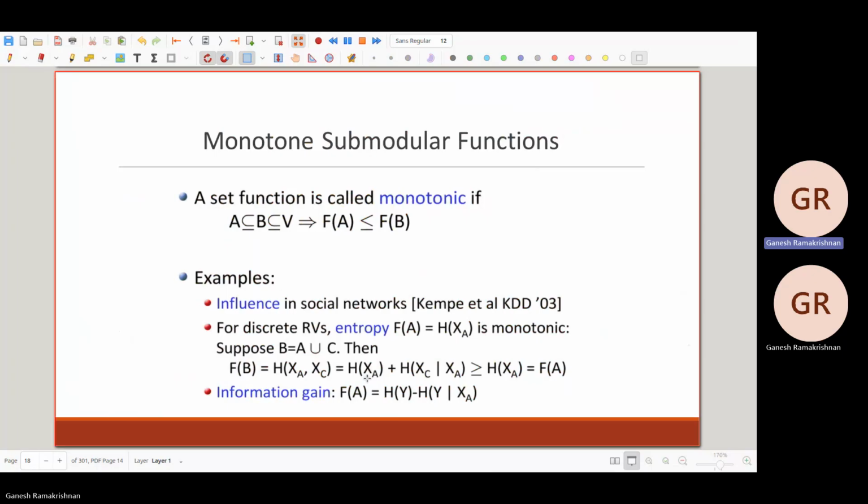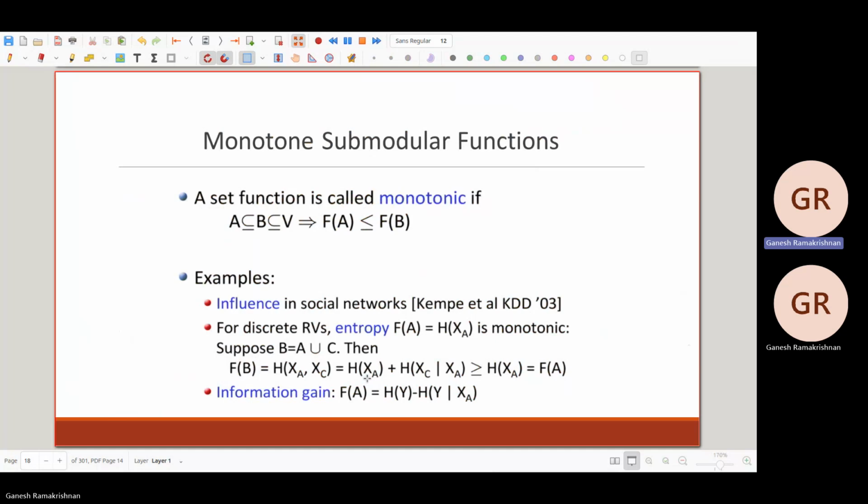Entropy happens to be not only submodular, but also monotone. Entropy keeps increasing as you add variables. You can show this: entropy of A and C together is greater than or equal to the entropy of A alone. Now, information gain is an example derived from entropy. F of A is entropy of Y minus entropy of Y given X_A.